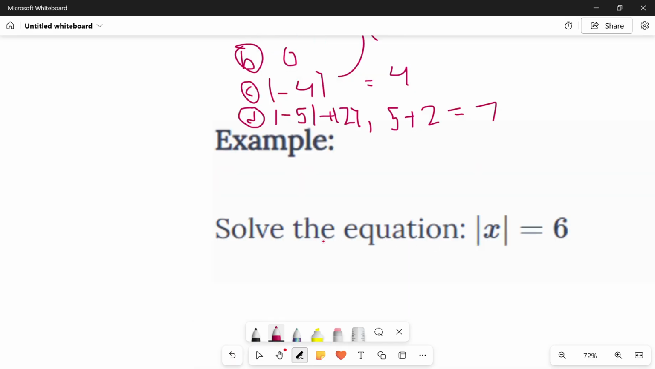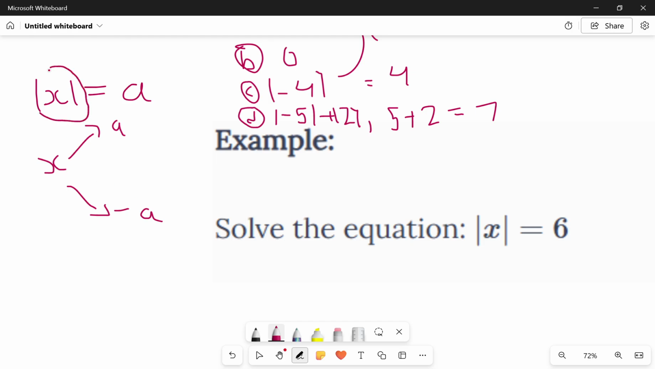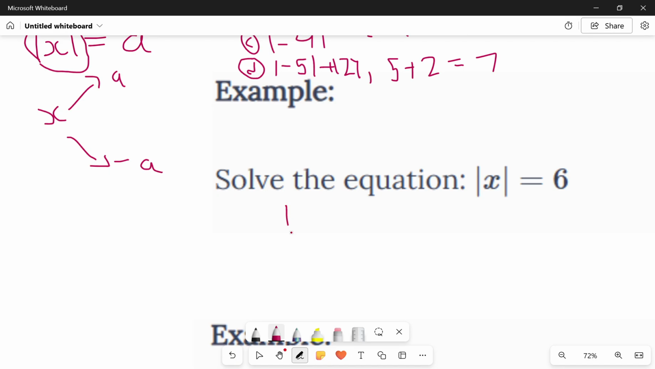Now, there is another rule. If the absolute value of x is equal to a, then you have two things. x can either equal a or x can equal -a, because remember, modulus is the same. So if I had to solve the equation absolute value of x is equal to 6, I either have x is equal to 6 or x is equal to -6.